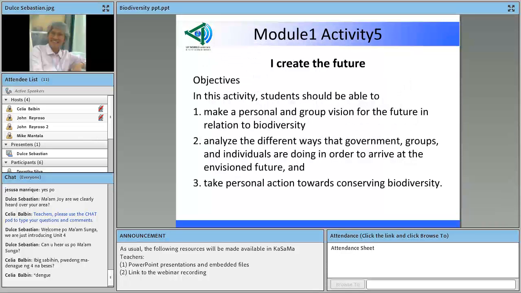Next, module 5 is I Create the Future. This activity would now be more on protecting and conserving biodiversity. Because knowing about the advantage of high biodiversity over low biodiversity, they will realize that they really should take personal action towards conserving biodiversity. There are 3 parts to this activity.